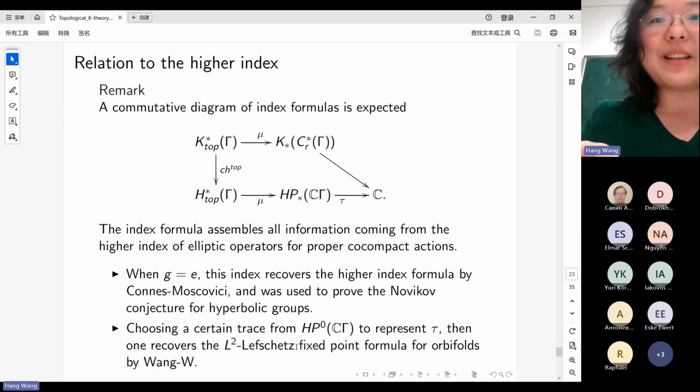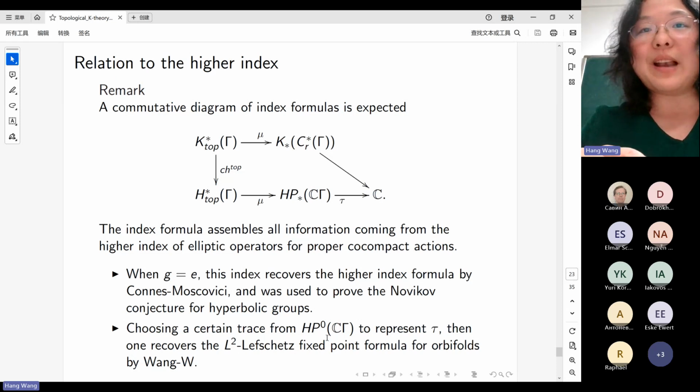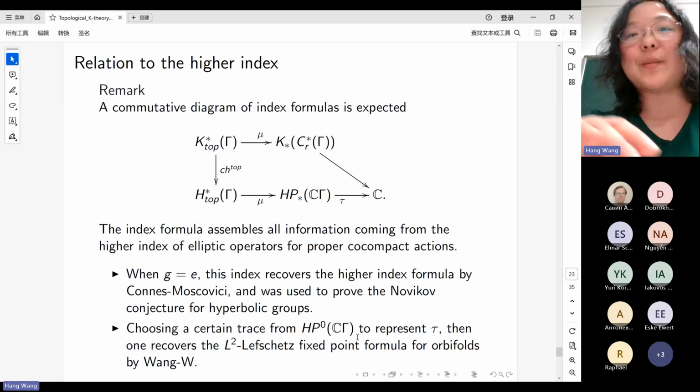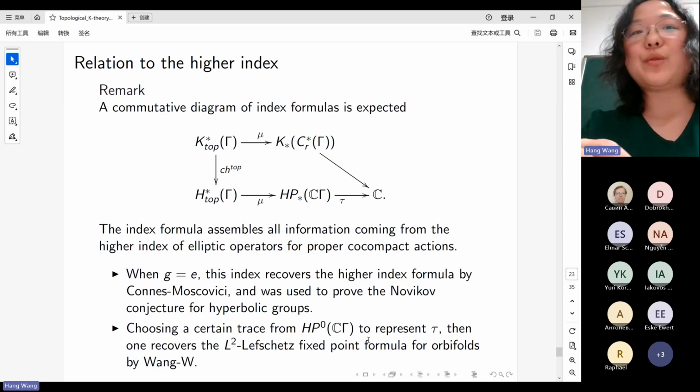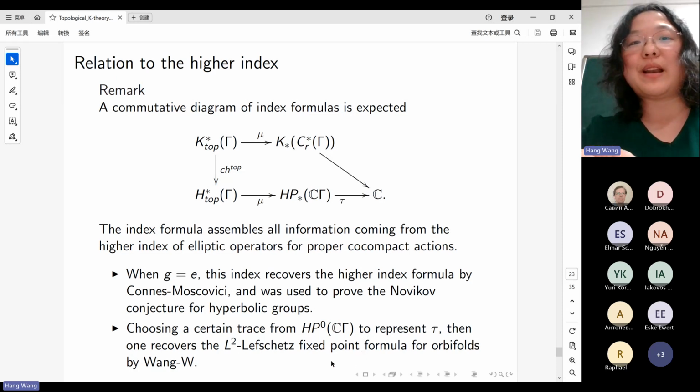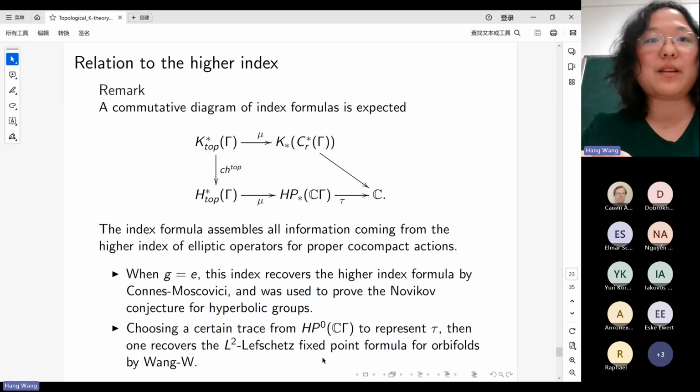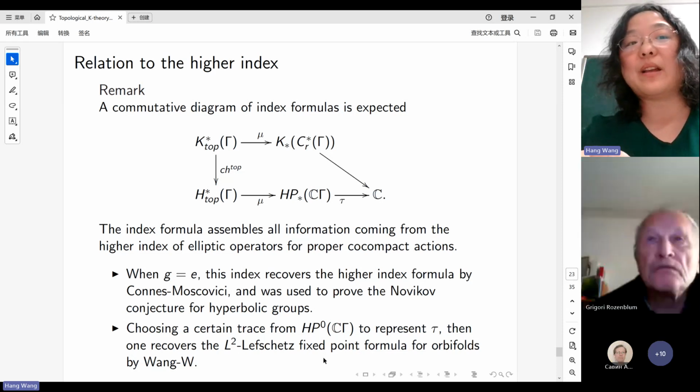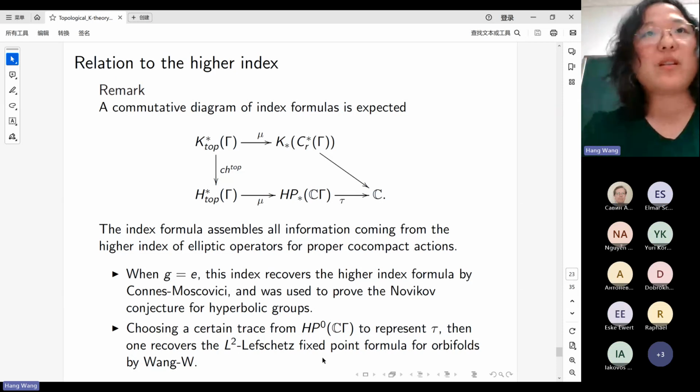And in another direction, one can consider an element coming from H0 of CT, coming from a trace associated to a group element. And in that case, our local index formula recovers the L2 Lefschetz fixed point formula for orbifolds, done by Lin, Wang, and myself.